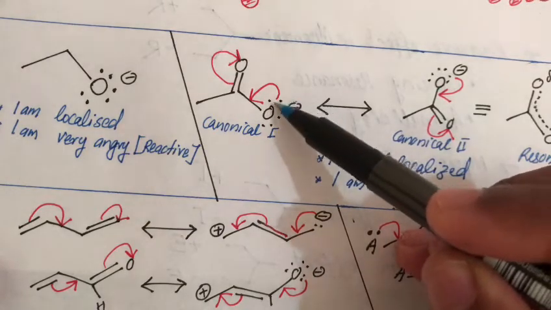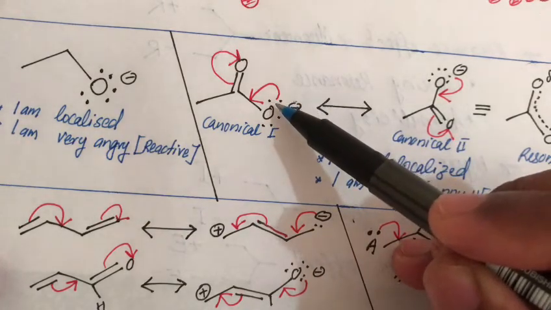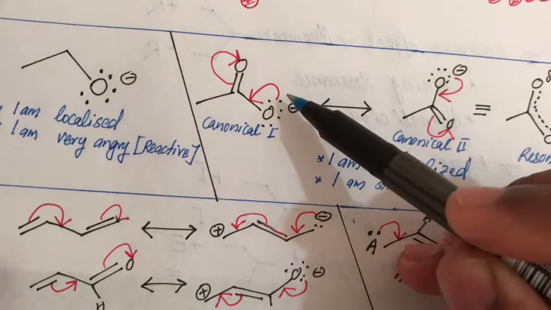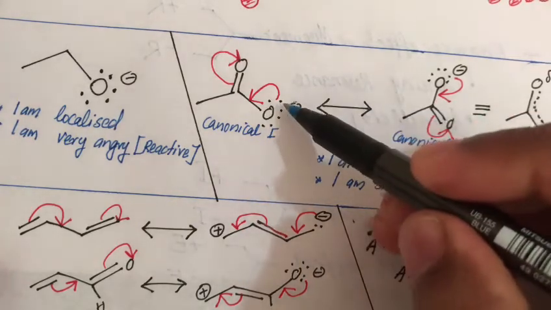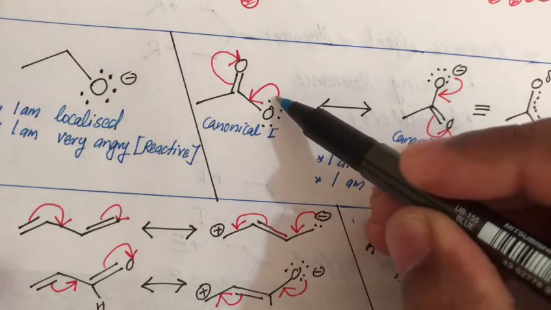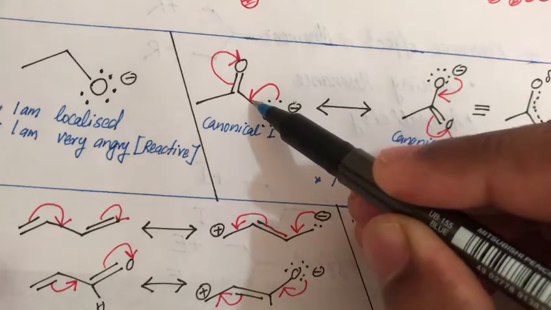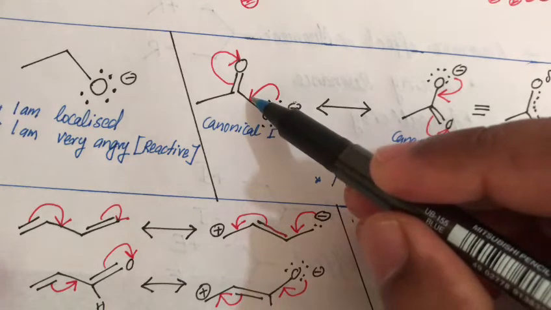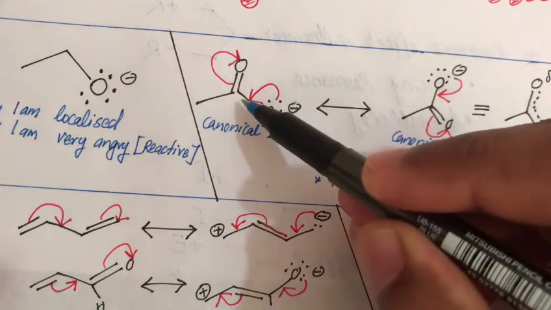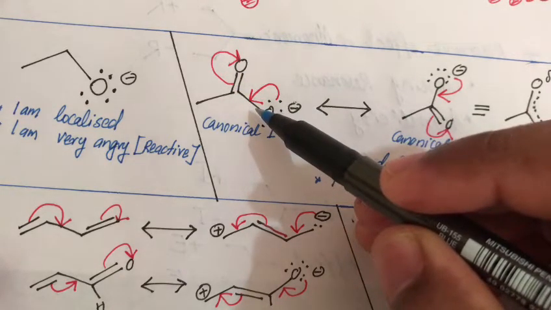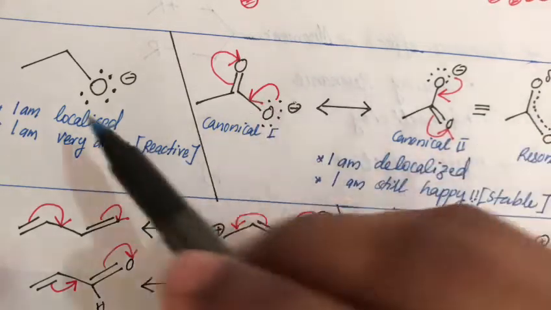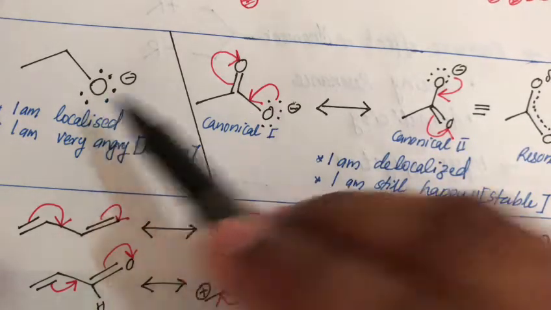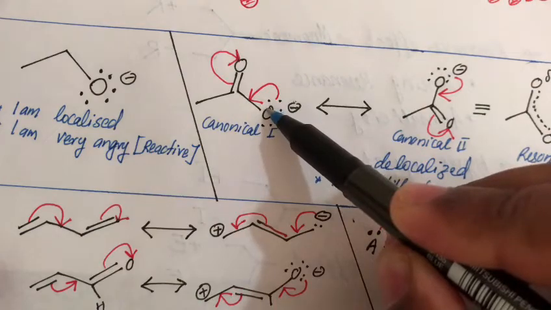What about this one? This is not localized. This is called a delocalized charge. That means that charge or excess electron can move from here to there, here to there. So this is basically called conjugation. So this is a localized charge, and this is called a delocalized charge.